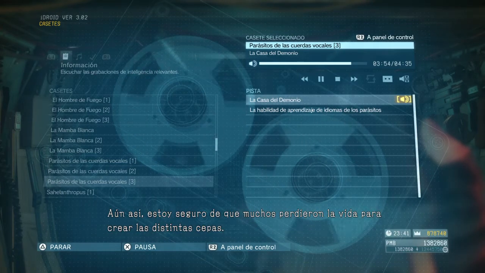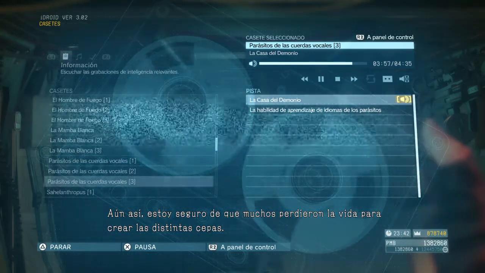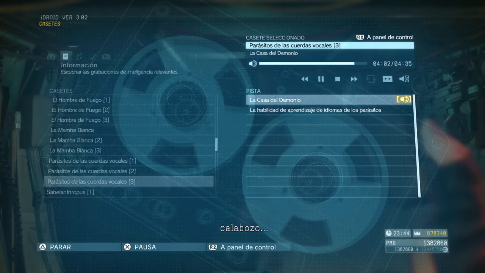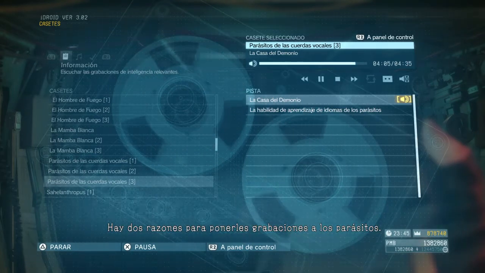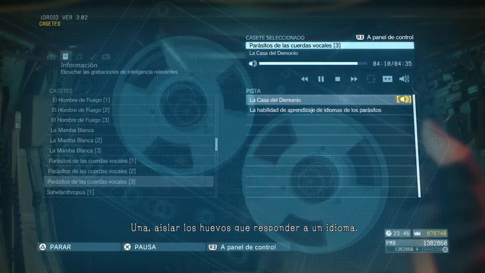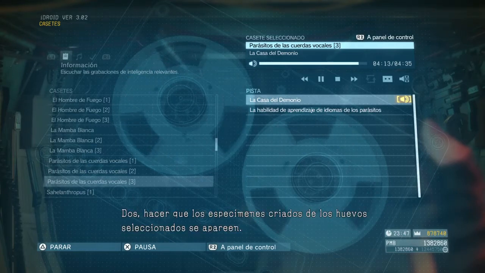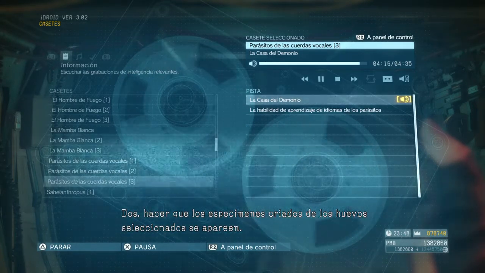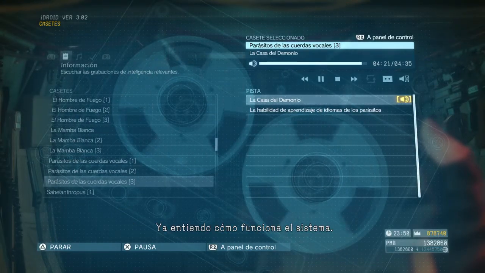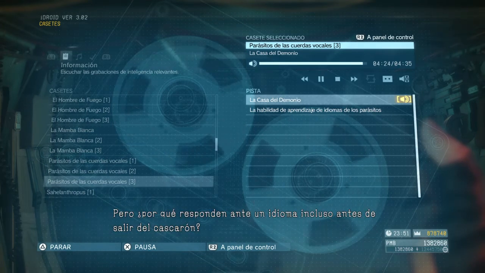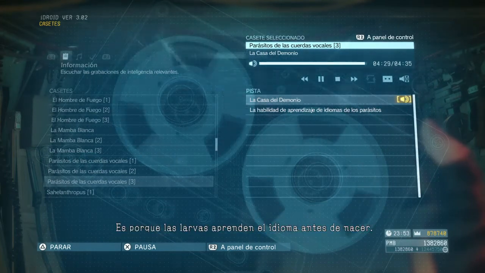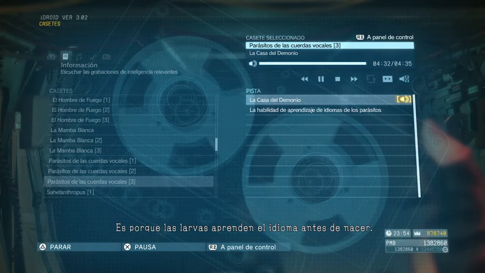Though I'm sure that even so, many lost their lives to create the various strains. Taken against their will into that dungeon. There are two reasons for playing the tapes for the parasites. One, to isolate the eggs that respond to the target language. And two, to cause the specimens raised from the selected eggs to mate. I get how the system works. But why do they respond to language before they even hatch? It's not like they can mate from inside an egg. It is because the larvae learn the language before hatching.